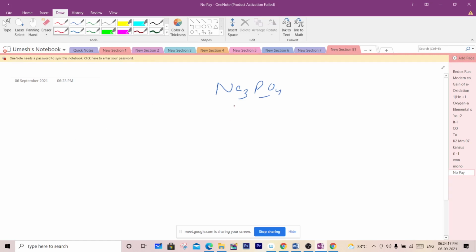For sodium, you have taken 1 plus 1 plus 1, 3. Sodium is an alkali metal. Phosphorus is X. Oxygen is minus 2 into 4. So 3 plus X minus 8 is equal to 0, or X is equal to plus 5. Got it?